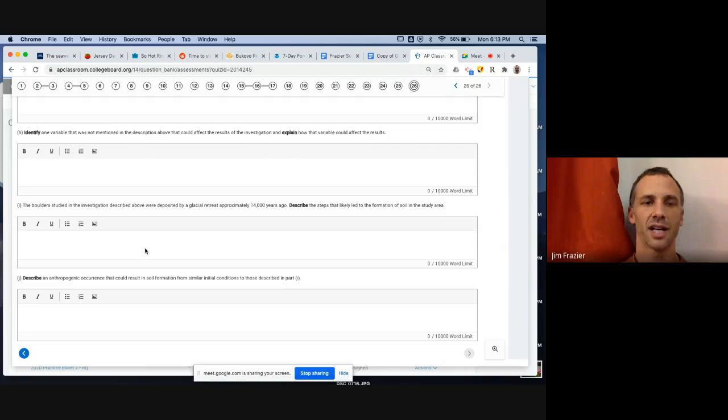And then finally, for I, you needed to be talking about the principle of primary succession. If you talked about how pioneer species, bacteria, lichens, etc., grow on the rocks and begin to produce soil, you earn that point. And then for J, anthropogenic means man-made. So you needed a man-made scenario that reset soil formation to primary succession. If you did not do that, you didn't earn the points.